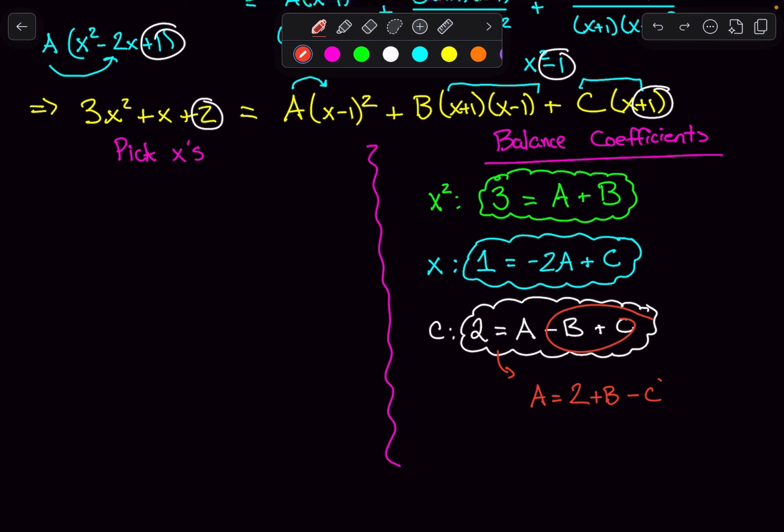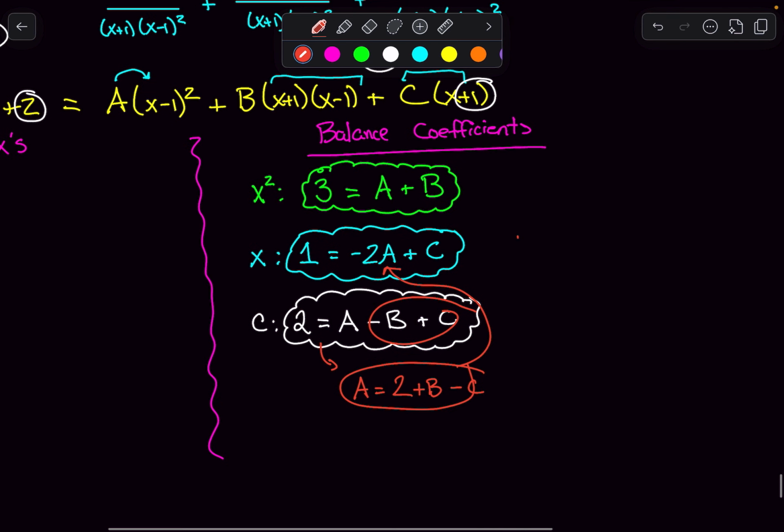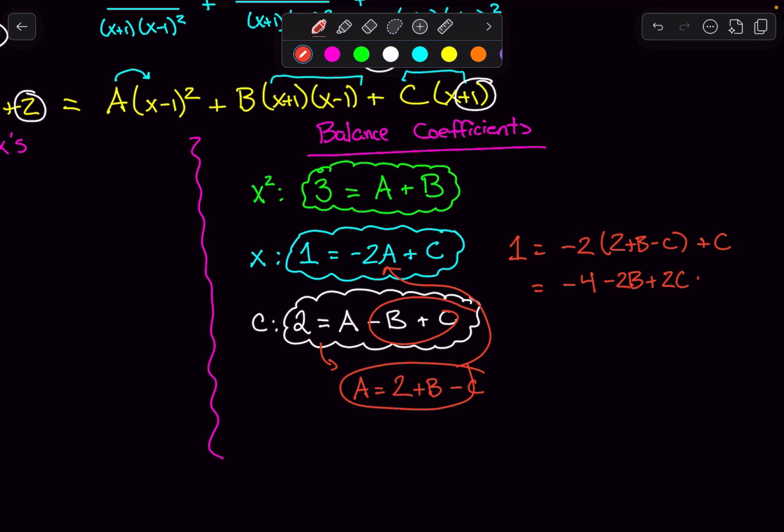And then I could take this stuff and jam it into here, right? And I could get that 1 is equal to negative 2 times (2 plus B minus C) plus C. And this is going to get me a negative 4 minus 2B plus 2C plus C. So we get 3C here. And then what I could do from here, right, is solve for another one of these variables, and so on and so forth.